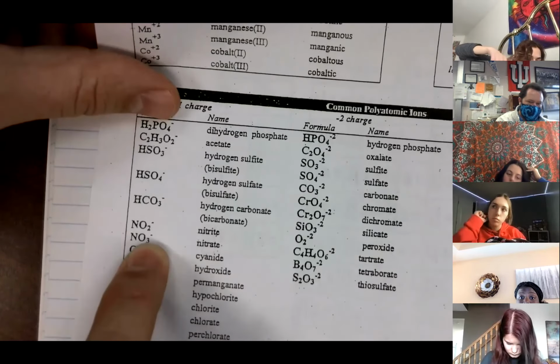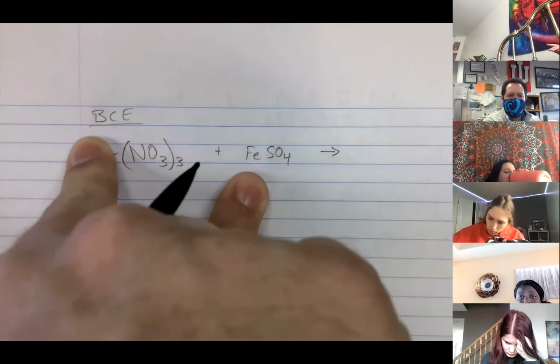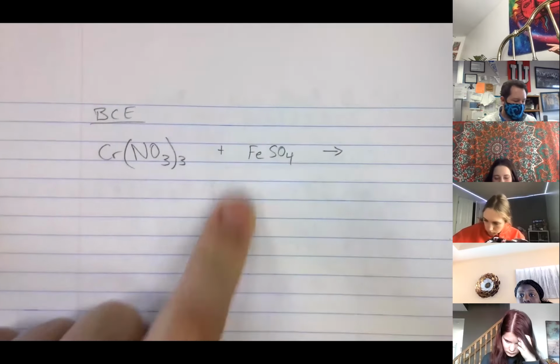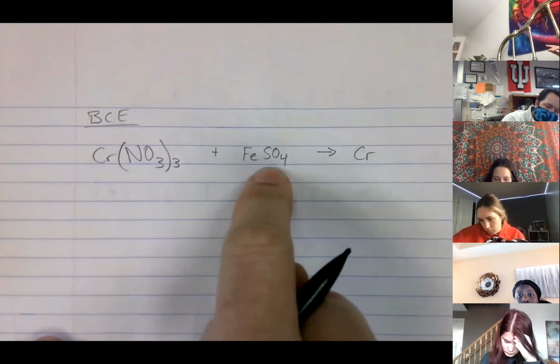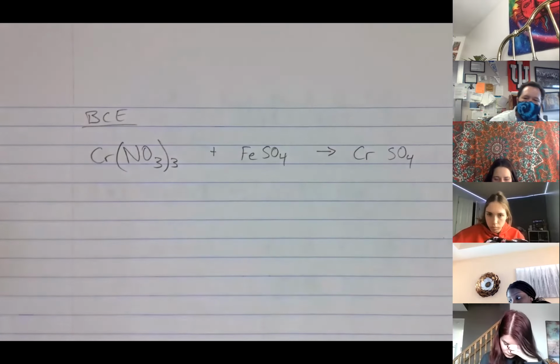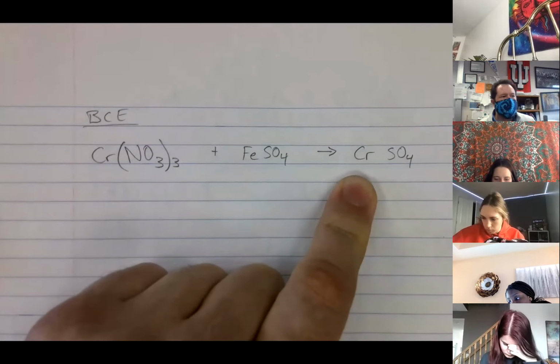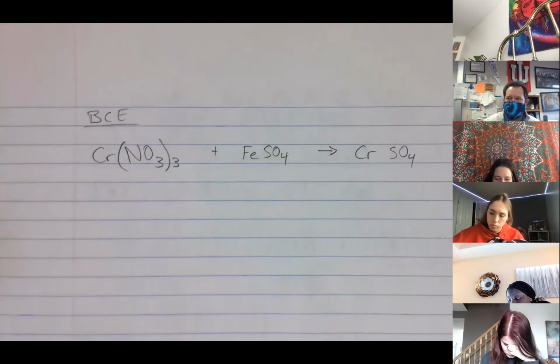Again, working with a double replacement. That means our 2 positive ends are just going to switch places here. Doesn't matter which one you write first. Chrome is now going to be paired with sulfate. Now this gets a little ugly. Chrome has a +3, at least the one we're working with does. Sulfate has a -2. It's hard to balance a -2 and a +3.